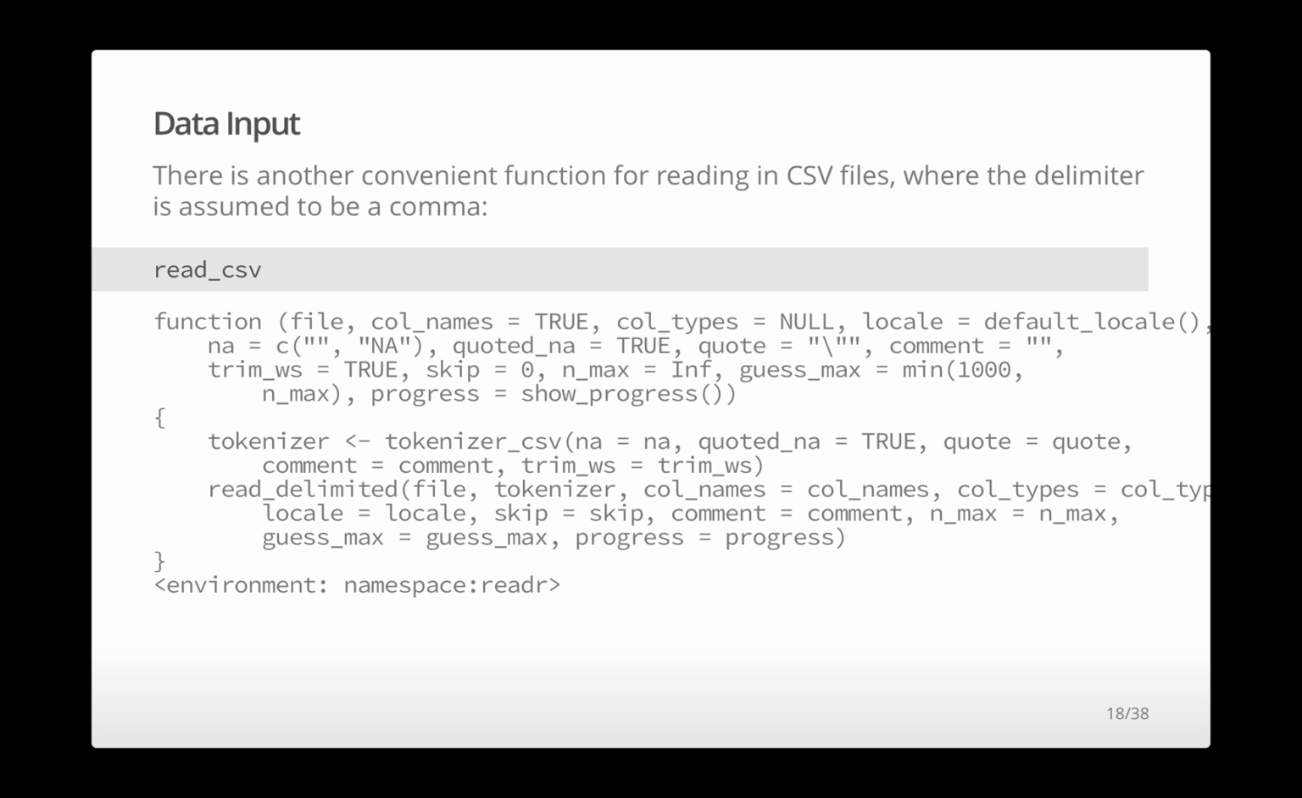col_names. Sometimes you do have CSVs that have no headers, right? So if you set that to true, it assumes that the first row is the header names. It's not always the best. So if you set that to false, it'll assume the first row is just data like the rest of it.